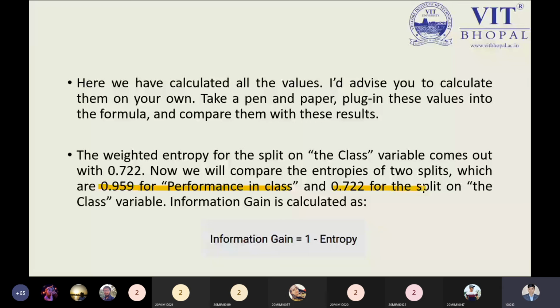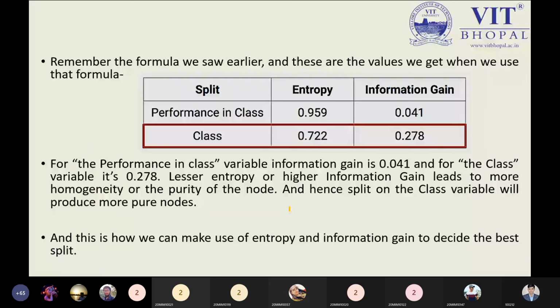Is this table visible to all right now? This table defines the information. Good. So what is the formula of the information gain? 1 minus entropy. So finally we got the entropy for the performance in the class, which was 0.959. So the information gain we are getting is 0.041, which is too little.